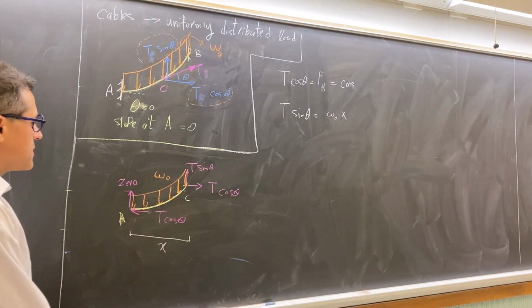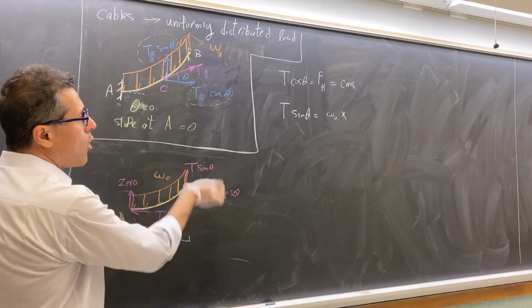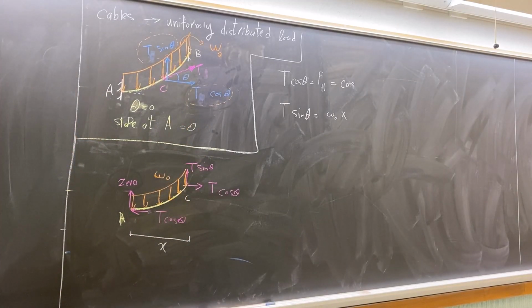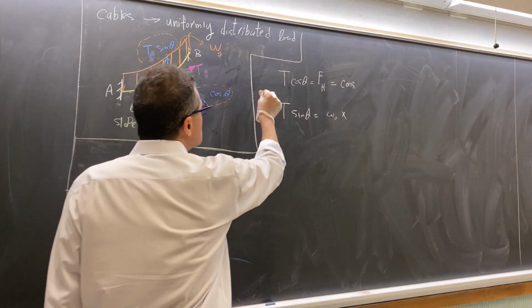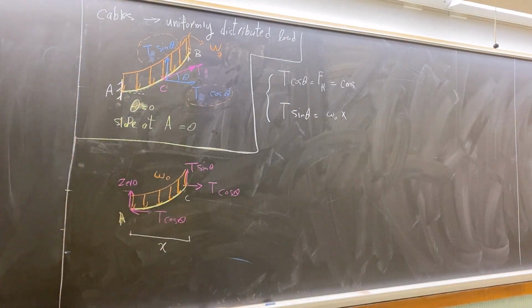So we have W times X downward, we have T sine theta upward. They must cancel each other. Sigma Fy is equal to 0. These are the two basic equations that we need in this article. This was the proof. Nobody asked you to prove it, but I'm just showing you. And from here, we are going to generate more equations.